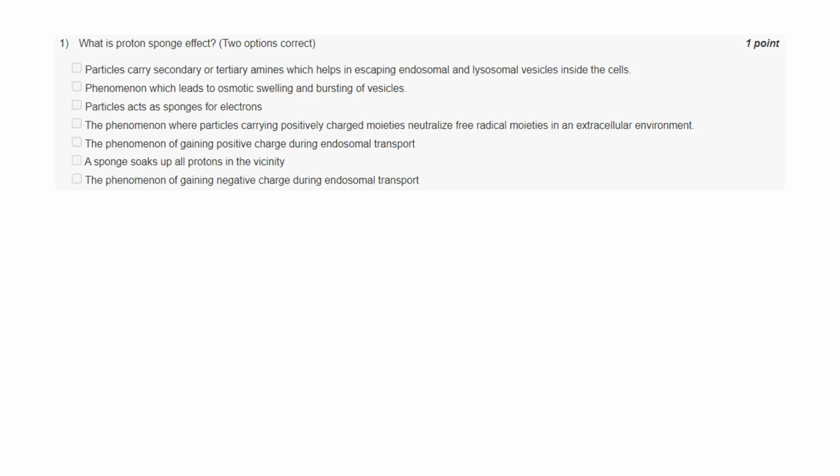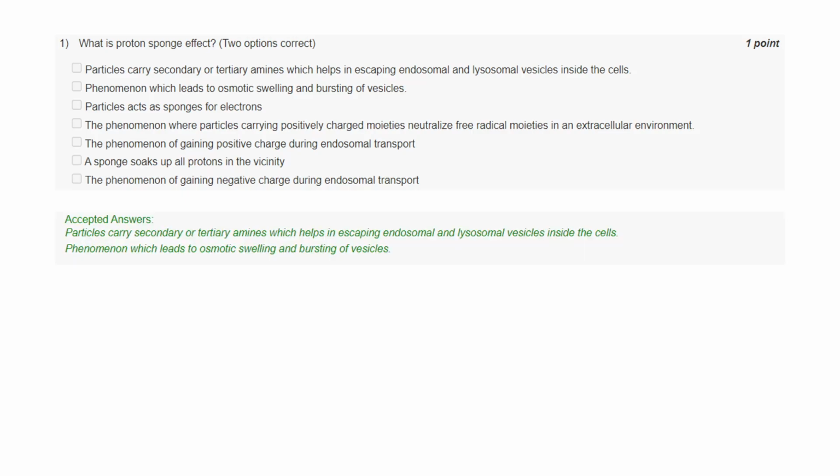Okay, let's move on towards the answer then. Yes, both of you are correct. The correct option is option 1 and 2. Let's look at what proton sponge effect essentially is.